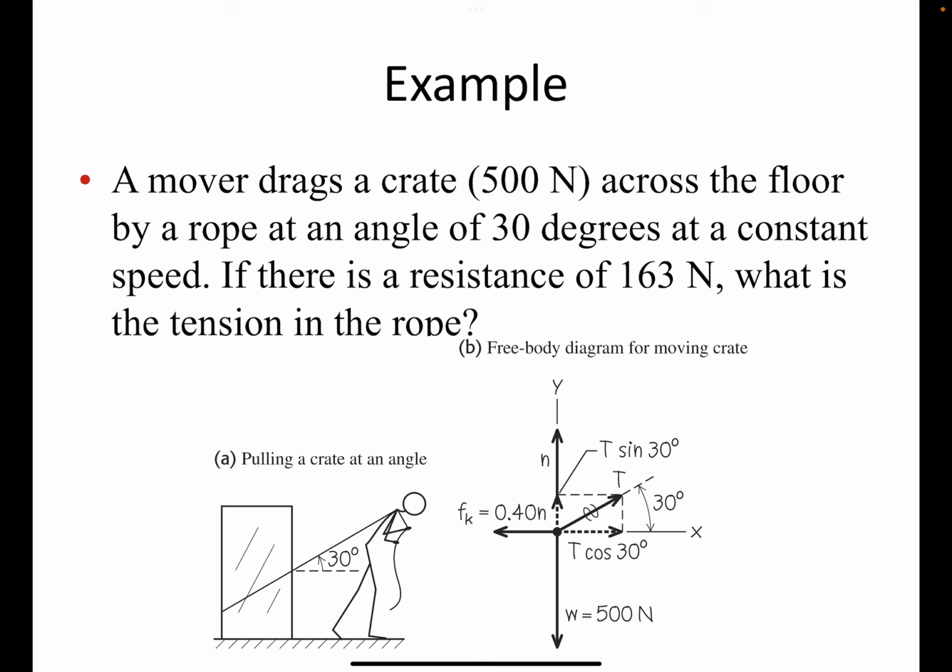So this one is relatively simple. We have a mover who drags a box with 500 Newton weight across the floor by a rope at an angle of 30 degrees at a constant speed. If the friction, which is resistance, is 163 Newton, what is the tension in the rope? So apparently we need to look at this box, and the box is doing constant speed motion. So it's a Newton's first law problem.